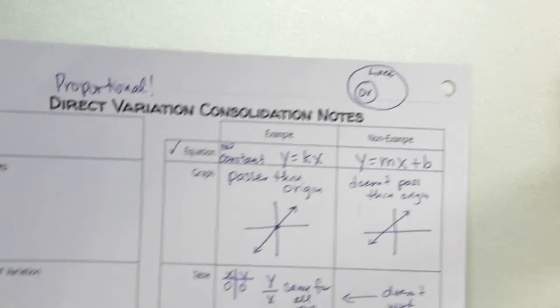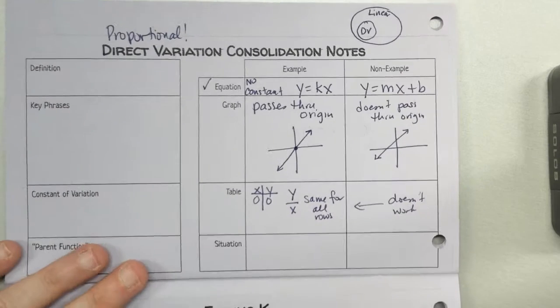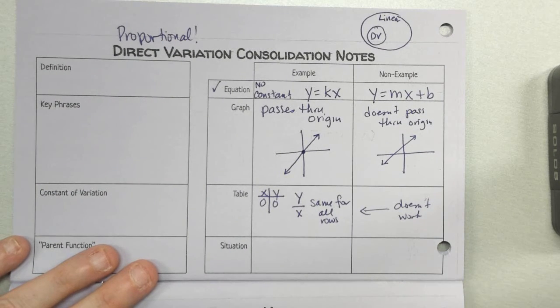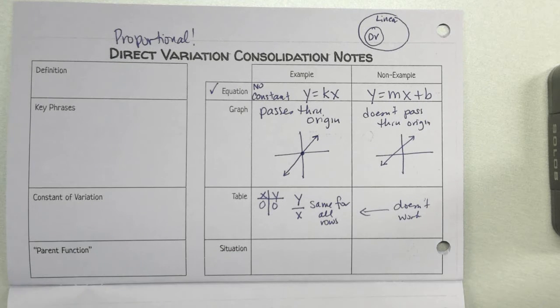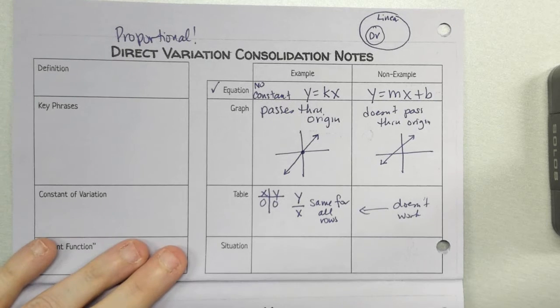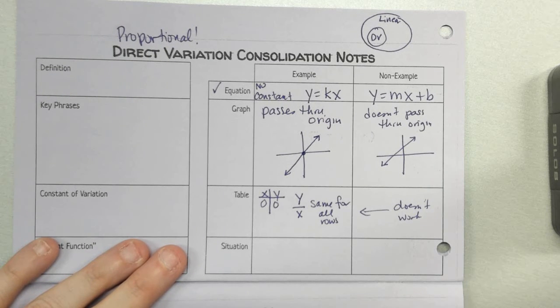So if it's direct variation, it's also linear. Okay? So when we compare direct variation and linear, a lot of times y'all start to think that direct variation and linear are completely different things. No, direct variation is a type of linear. So if something's direct variation, I know that it's linear.